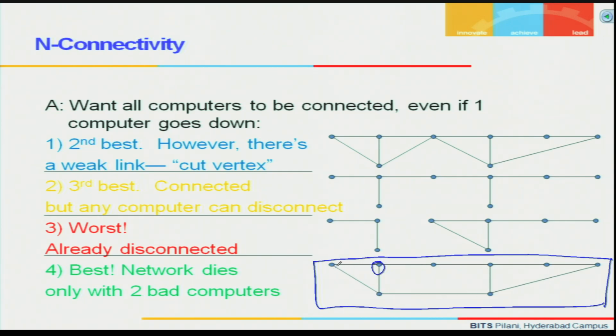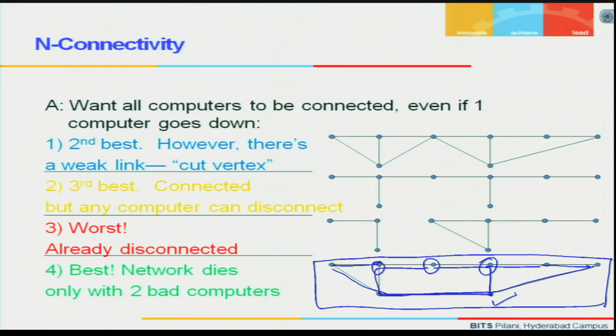If this guy goes down, I can go from here to here to here, here to here, here to here. I mean, there are a lot of paths. If this guy goes down, I can still go from here to here and reach all the guys. So one guy going down, or one vertex being removed, is not making this network down or this graph disconnected.